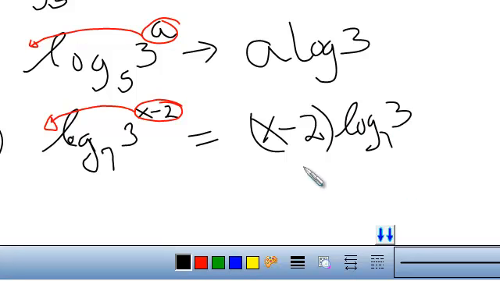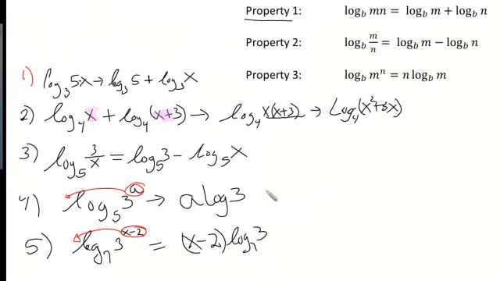And that's how property 3 works. So that's just a quick little expanding and condensing properties. We really wanted to talk about property number 3 because that's the one we're going to need in the next one coming up.